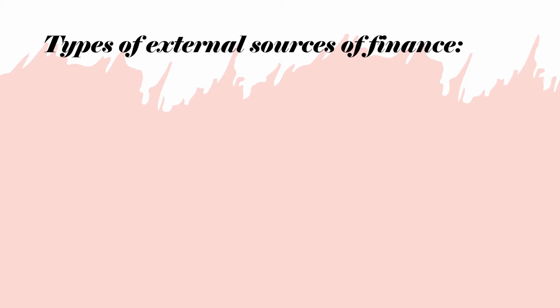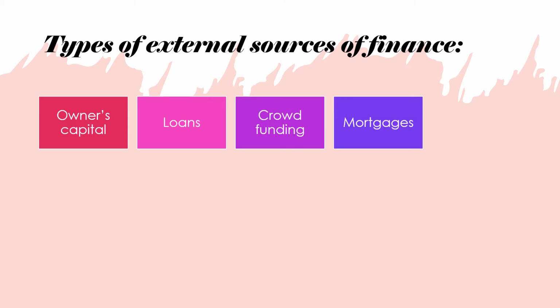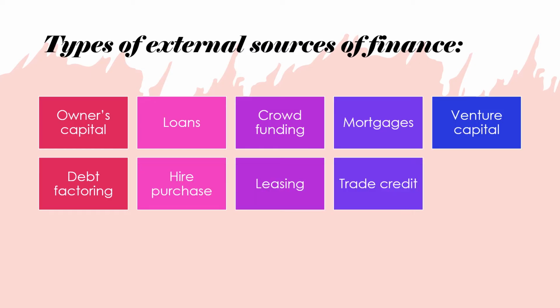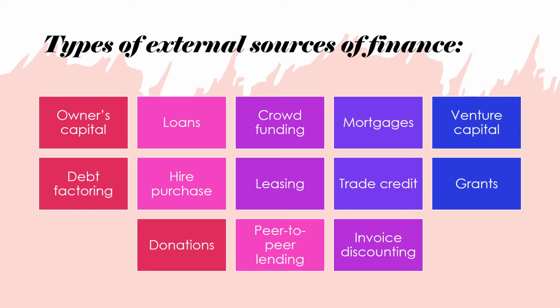What are the types of external sources of finance? There are owner's capital, loans, crowdfunding, mortgages, venture capital, debt factoring, hire purchase, leasing, trade credit, grants, donations, peer-to-peer lending, and invoice discounting.